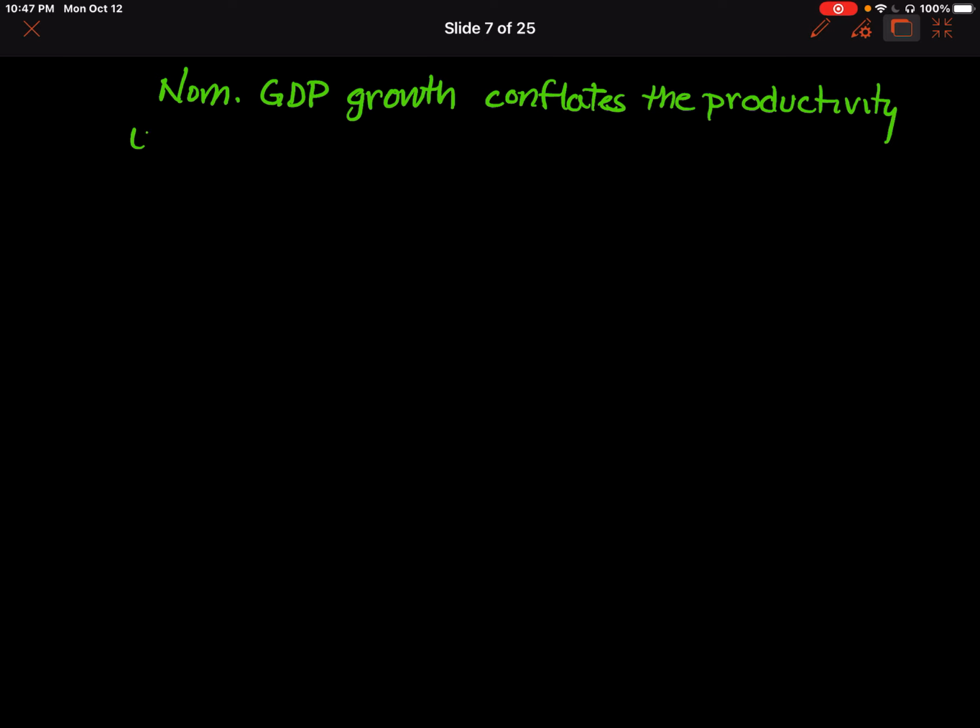So let me write that down because I'm kind of fumbling with slides here. Nominal GDP growth conflates the productivity improvement, which was the 20%, so nominal GDP growth of 50%, with the general inflation that has occurred.